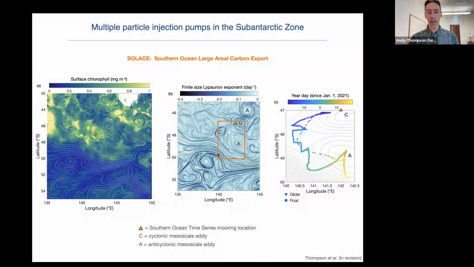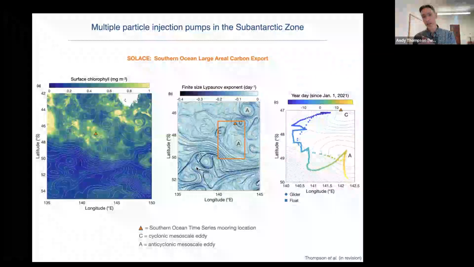I'm showing here the finite size Lyapunov exponent map around this period when we were sampling. You can see that this region, even though it has weaker eddy kinetic energy, is characterized by having a number of coherent structures. The C's and A's here are cyclonic and anticyclonic vortices. And finally, on the right-hand side, I'm showing again the trajectory of the float, in the squares, colored as a function of time, and the glider position as well.